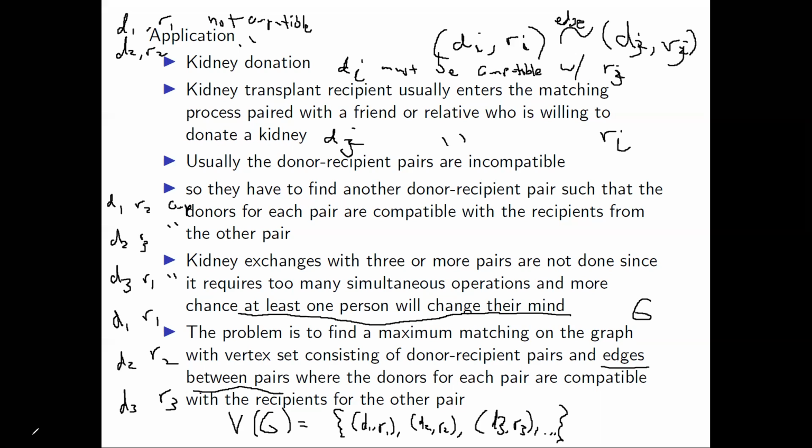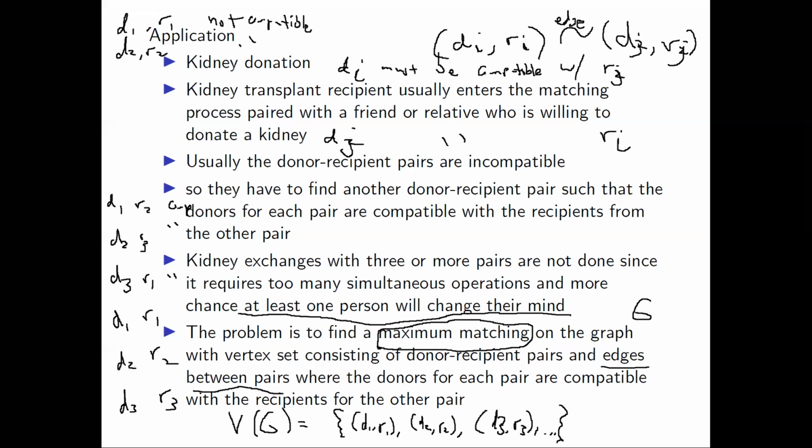And then what we're trying to do here is we're trying to find a maximum matching in the graph. So we're just looking for what's the largest matching we can find, because this will save the most people. So that's the goal. We're just trying to save the most people, and maximum matching we can find gives us a way to save the most people. And the whole graph is just based on the compatibility of the pairs.